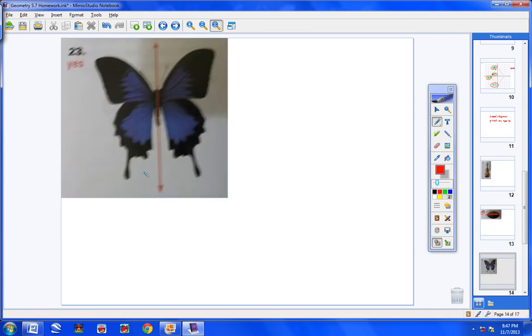Yep, same thing in 23, definitely. If you were to fold this picture right down this red line right here, look at every single edge. Everything over here would fall directly, exactly on everything over here. So we would definitely say this red line is a line of symmetry. Okay? All right, moving on to the last three.